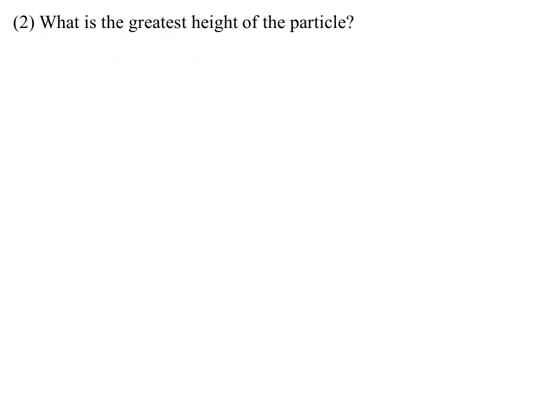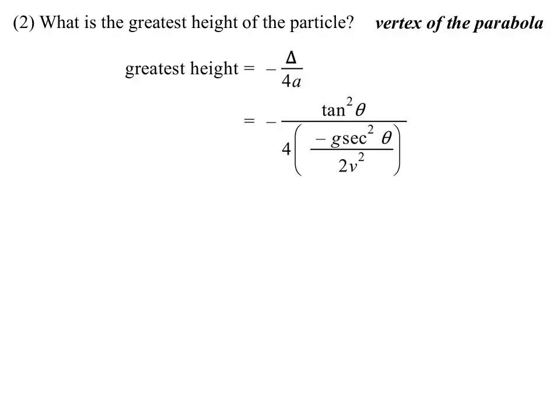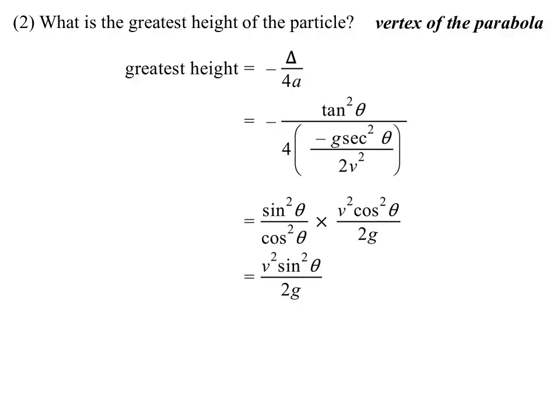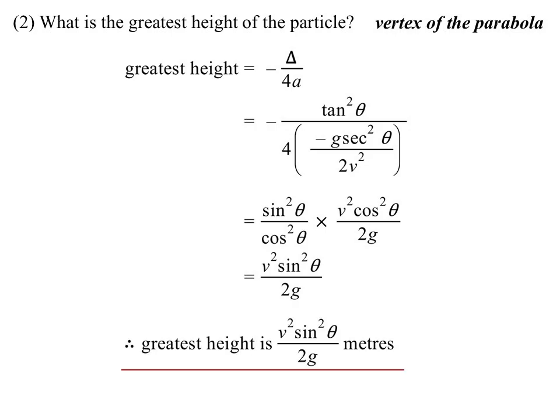The greatest height of the particle, well, that's when we said that y dash was equal to 0, but the greatest height must be the vertex of the parabola. And if all I'm interested in is the y value, then I can use that idea of minus the discriminant on 4a just to get that value. So substituting that in and playing around with that, there we go, v squared sine squared theta on 2g. That would give me the greatest height.